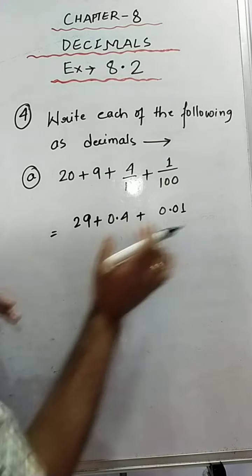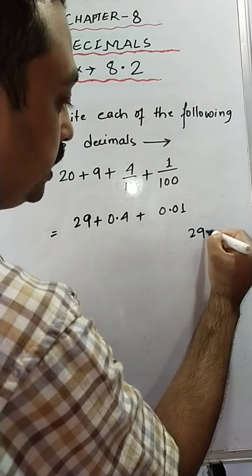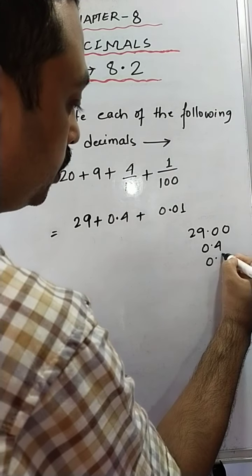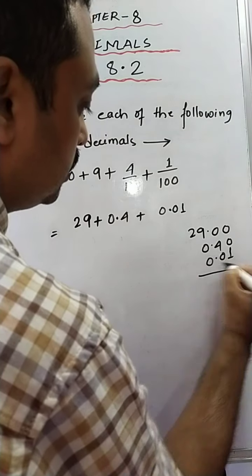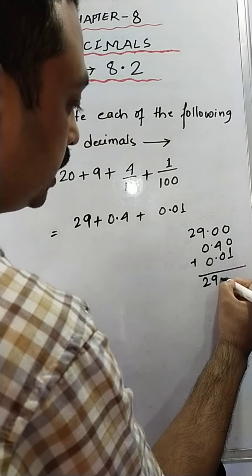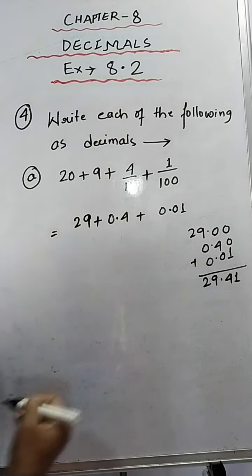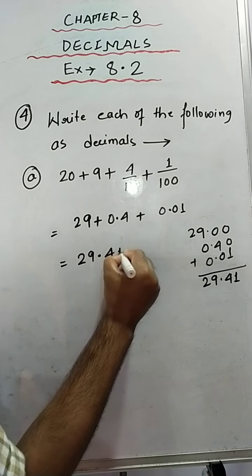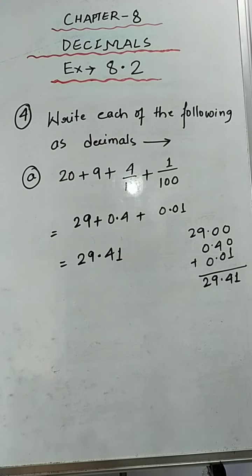Now we'll add all those three numbers, students. That means 29.00, 0.4 and 0.01. So now we'll add this. So it will be 29.41. So your answer is 29.41. This is how exactly you have to do.